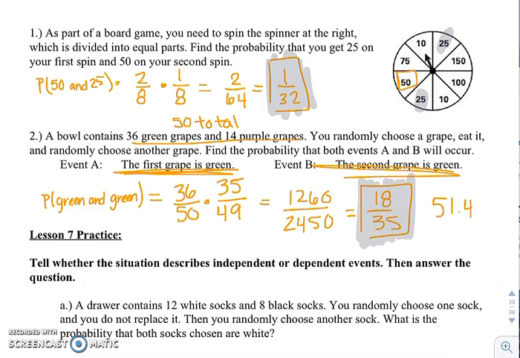So for independent and dependent events, you really just have to figure out what the situation is asking for and pay attention to what is happening. Just do it step by step. But for two events happening, we are going to multiply those items together.